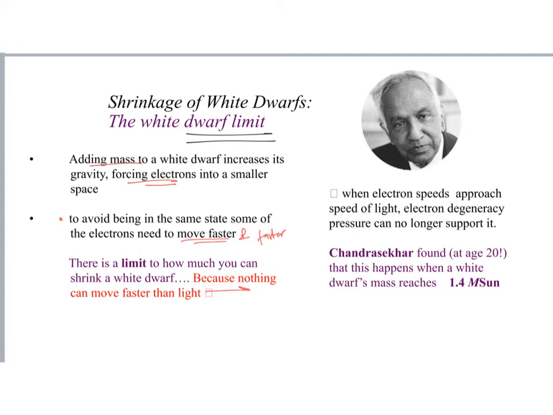And that is because nothing can move faster than light. Remember the speed of light, 3 times 10 to the 8 meters per second. When the electron speed approaches the speed of light, the electron degeneracy pressure can no longer support it. And what's going to happen? There is a limit that Chandrasekhar found at the age of 20. He got the Nobel Prize for Physics much later on. Beyond that limit, there will be an explosion.